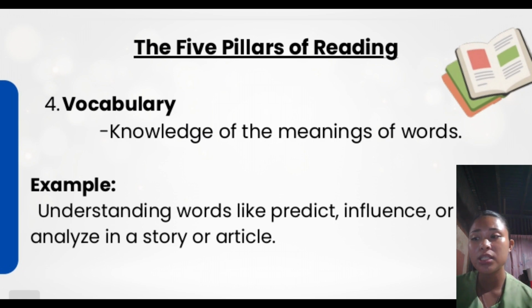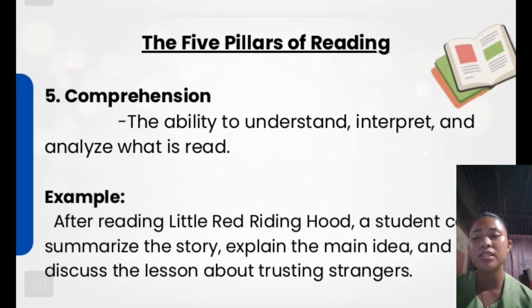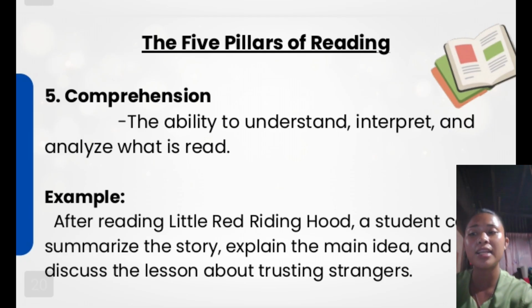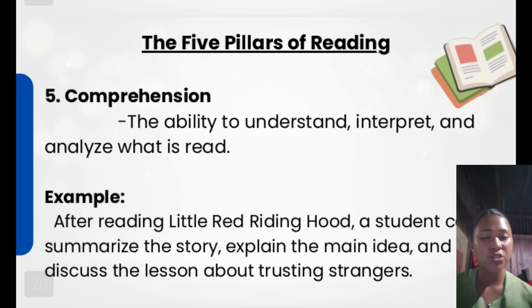Now let's proceed to comprehension. Comprehension is the ability to understand, interpret, and analyze what is read. Comprehension is the ultimate goal of reading. It relies on phonemic awareness, phonics, fluency, and vocabulary. Strong comprehension allows readers to summarize, infer, and critically think about text. For example, after reading Little Red Riding Hood, a student can summarize the story, explain the main idea, and discuss the lesson about trusting strangers. That's an example of comprehension.